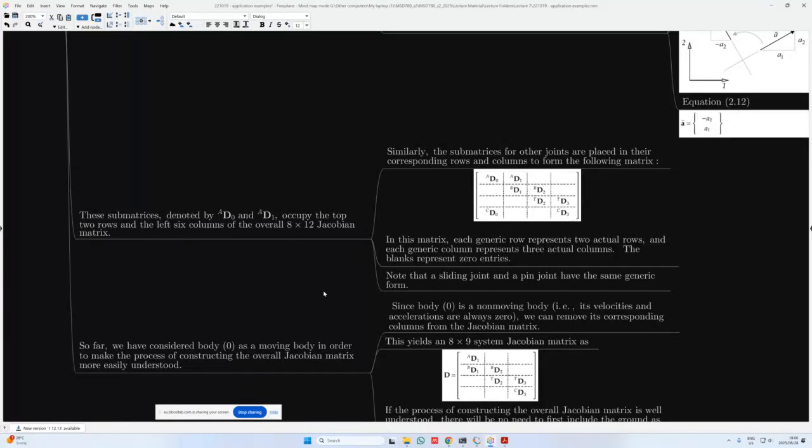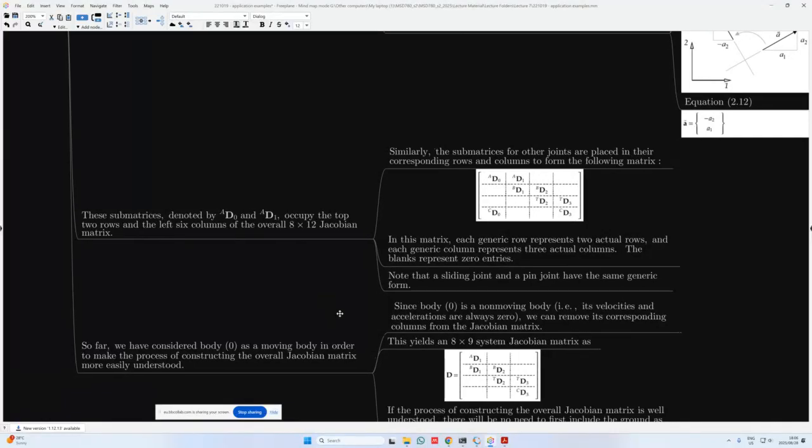Note that a sliding joint and a pin joint have the same generic form, so both of them are 2 by 3 submatrices that I enforce on the system. Now so far, we have considered body 0 as a moving body in order to make the process of constructing the overall Jacobian matrix more easily understood.